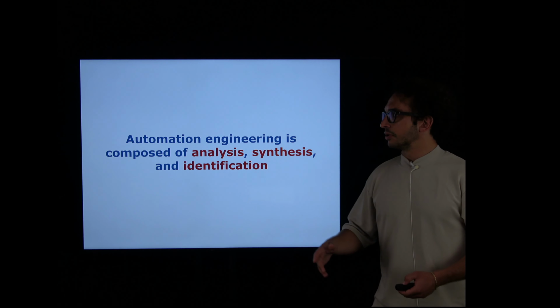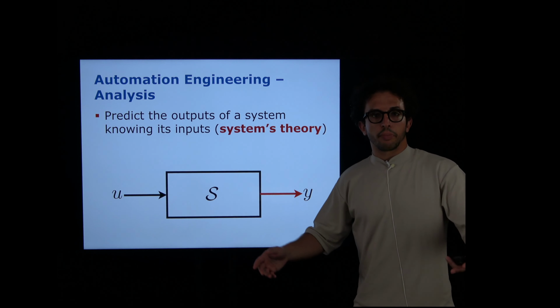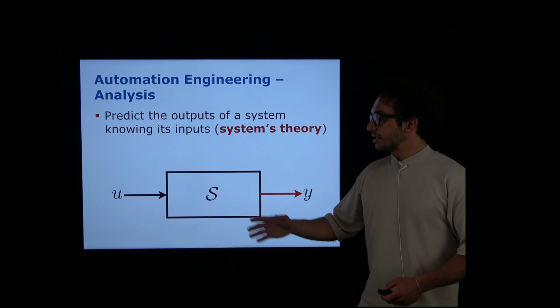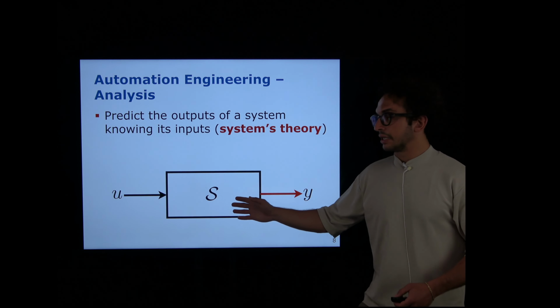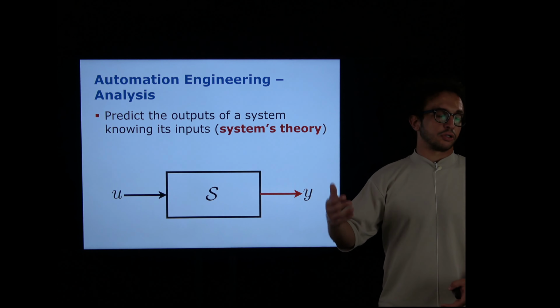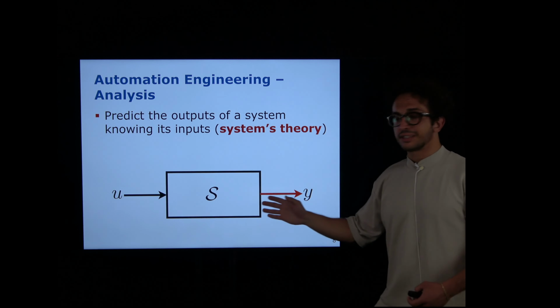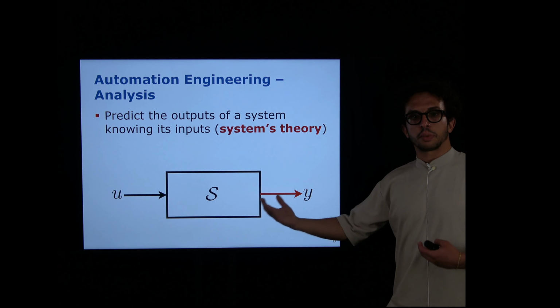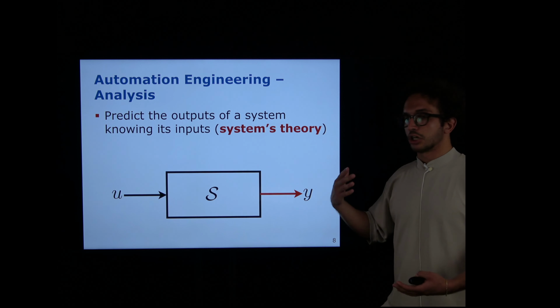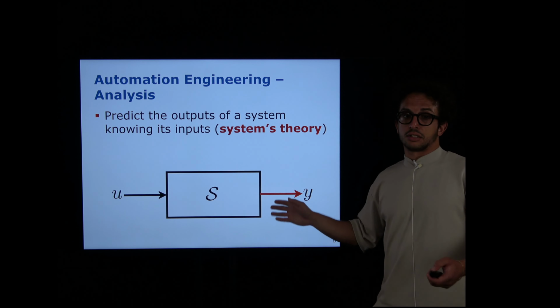So let's define them. Analysis: we have a system. Imagine, for example, the power plant that I showed before. You know the power plant and you are feeding something to it. You're giving a certain amount of, I don't know, energy or chemicals or whatever. And you want to know what the output is. What does the power plant give me back in return? This is the analysis.